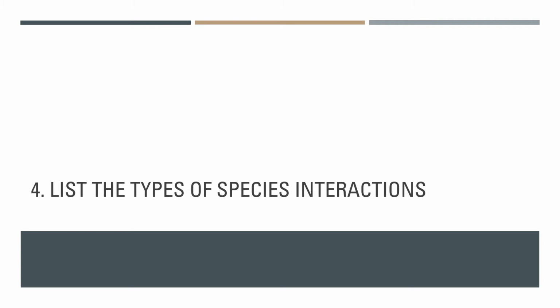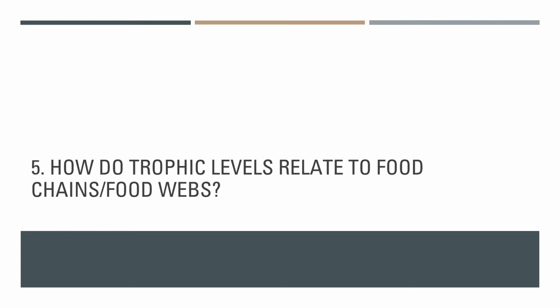Number 5. How do trophic levels relate to food chains and food webs? Okay, so trophic levels. This is a weird one. We're going to get into that definition when we talk about food webs and food chains. But trophic levels, you know what a level is. So if you know what a food chain or a food web is, maybe you can connect what levels might be on those. We'll see.